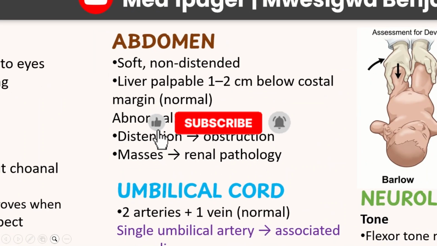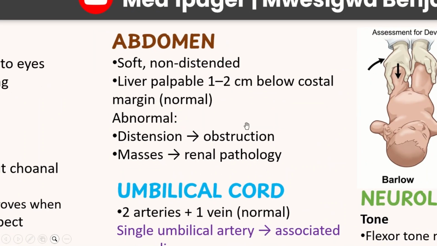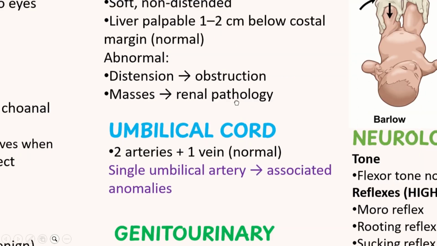Then another thing we can look at is the abdomen. The abdomen should be soft and undistended. Look out for things that point to pathologies. Things like an obstruction could be important. Things like masses, and also the liver.